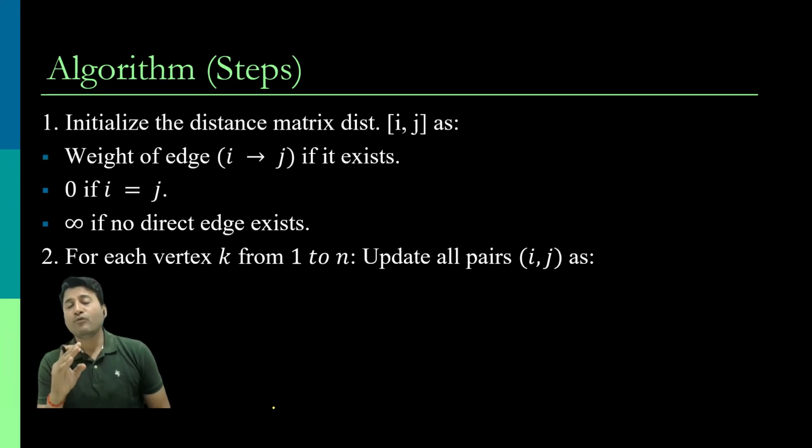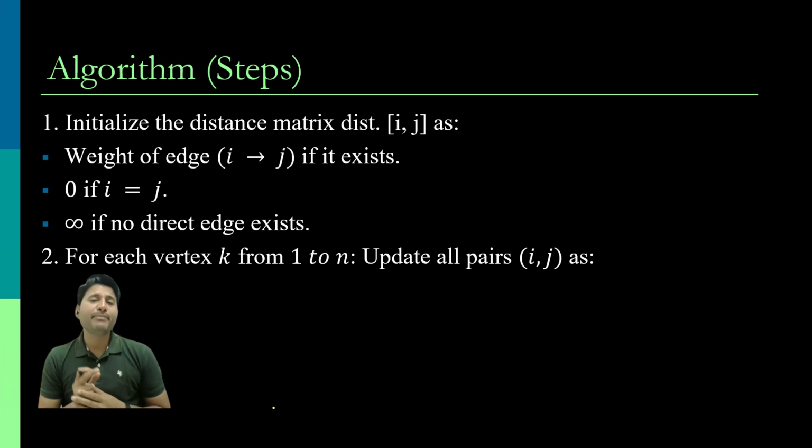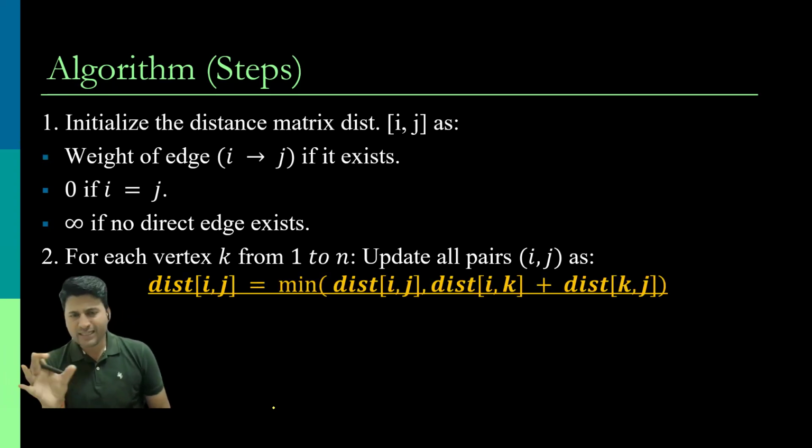That means moving from i to j not directly, but i to k and k to j. Whichever is minimum, the direct i to j or the sum of i to k and k to j, that minimum entry will be put in the matrix we call the first distance matrix. Similarly, we'll find the second distance matrix, third, fourth, fifth, for whatever vertices we have. So in short, we are including vertices as intermediate vertices in this matrix.